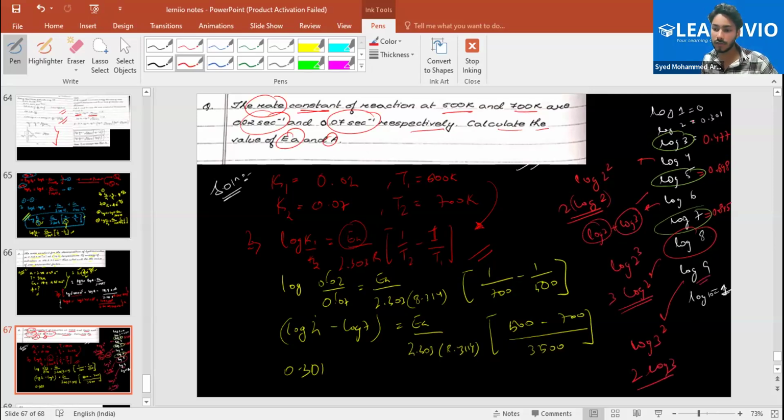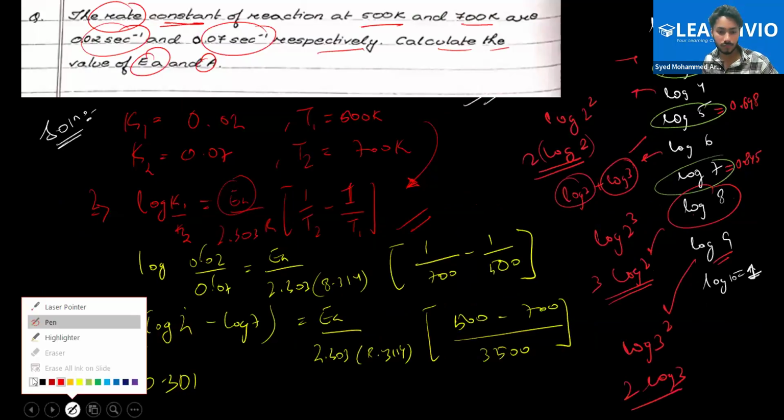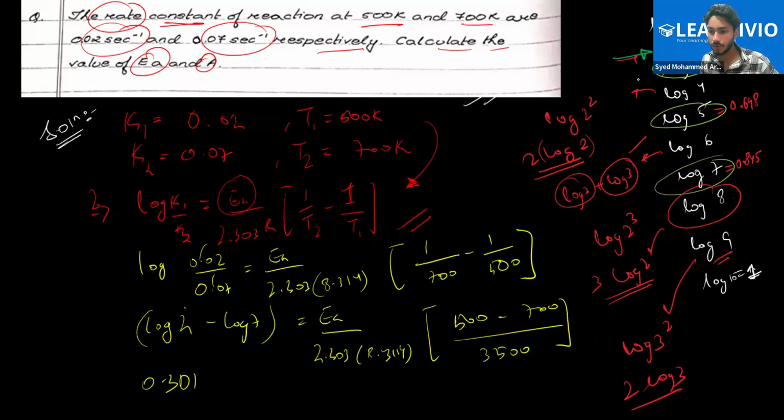Understood? So now you have to just learn the value of log 2, log 3, log 5, log 7. That's it. How many values do you have to learn? Only 4. The other values you can solve on your own. Okay, so this is the thing.